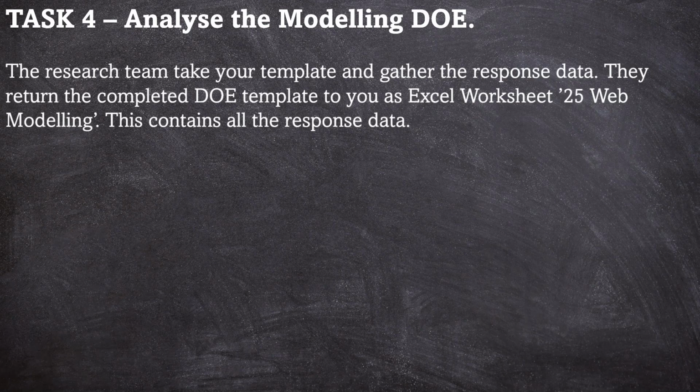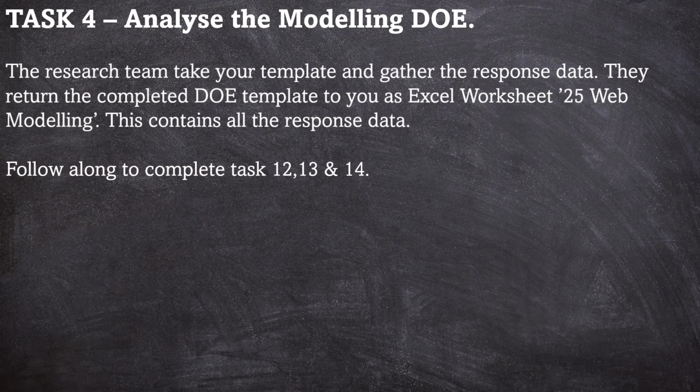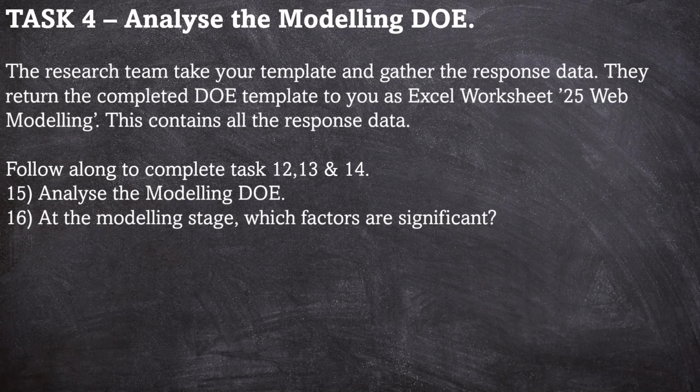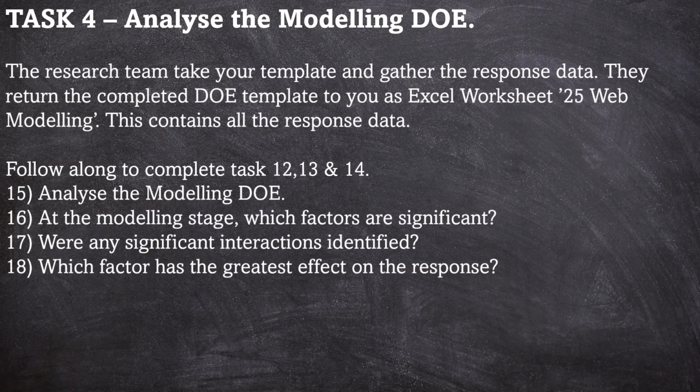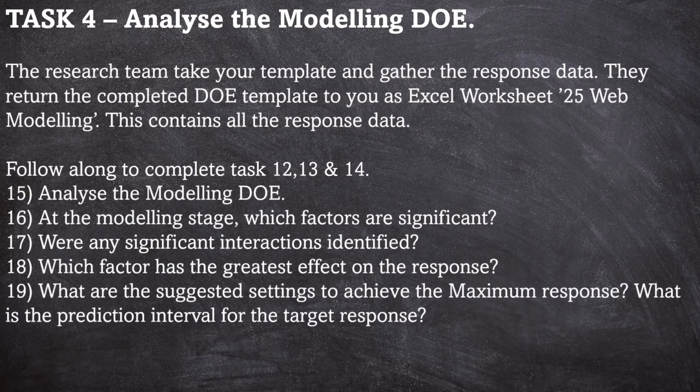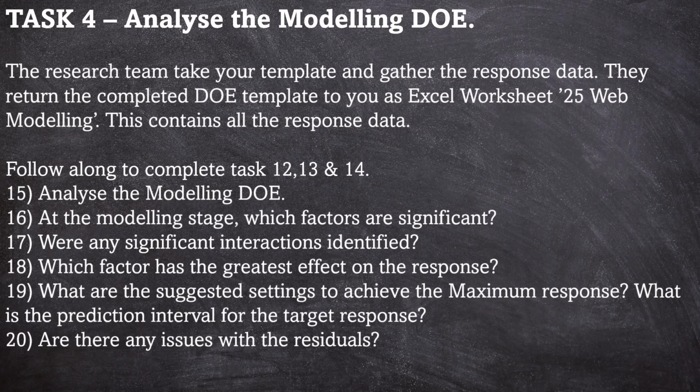So the research team have taken our template and they gather the response data. They return the completed modeling DOE template to us as an Excel sheet, and that's 25 web modeling. So that contains all the response data. Now what we have to do, if you follow along to steps 12, 13 and 14, after that we have to analyze the modeling DOE and then answer the question at the modeling stage, which factors are significant. And then number 17, were any significant interactions identified? Then number 18, which factor has the greatest effect on the response? And then answer number 19, which is what are the suggested settings to achieve the maximum response? What is the prediction interval for the target response? And remember that strength. And then 20, just to validate the model on the residuals.